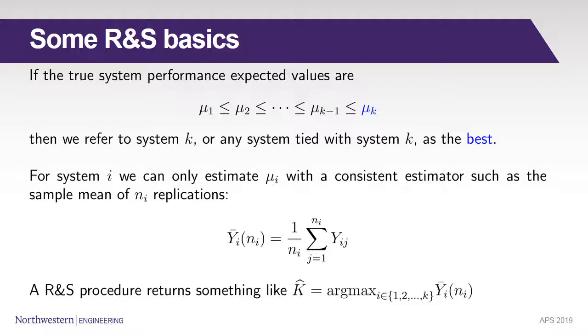For each system, we don't know its true mean, but we can estimate it with a consistent estimator such as the sample mean from n sub i replications. So I'll call sample means y bars throughout the talk, and if I need to indicate the number of observations, n sub i in parentheses. And then most ranking and selection procedures, whatever they do in the middle, in the end will pick the system with the largest sample performance measure. So in this case, capital K hat is the system with the largest sample mean, since we're trying to maximize.